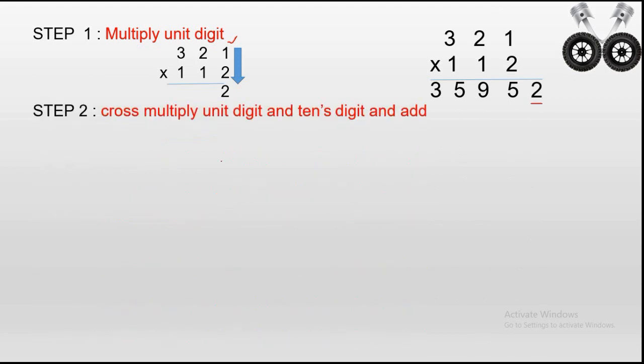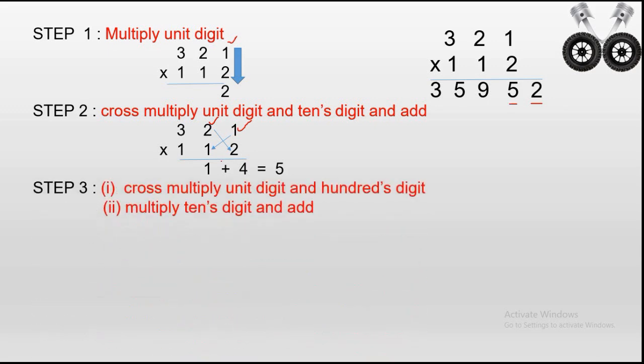Step 2. Cross multiply unit digit and 10th digit. After that we have to add. So here the unit digits are 1 and 2 and then the 10th digits are 2 and 1. So we have to cross multiply it. 2 into 2 is 4, 1 into 1 is 1. So 1 plus 4 equal to 5. So that 5 should be written in the 10th place.